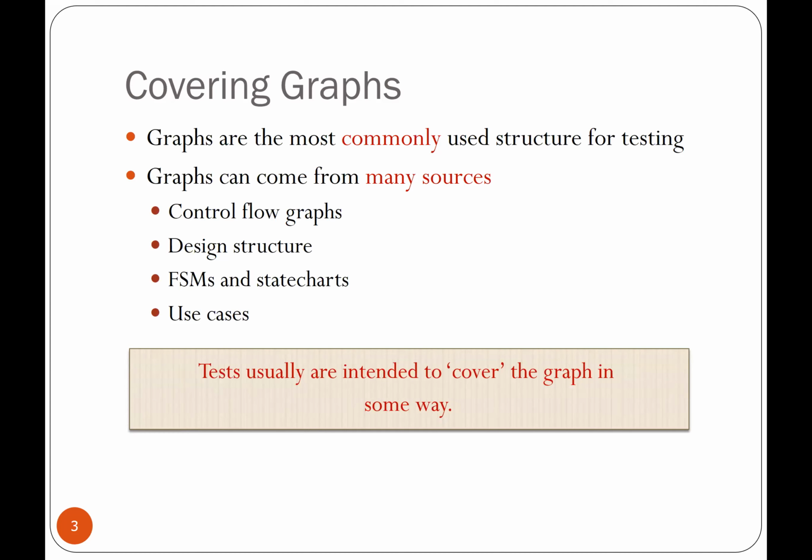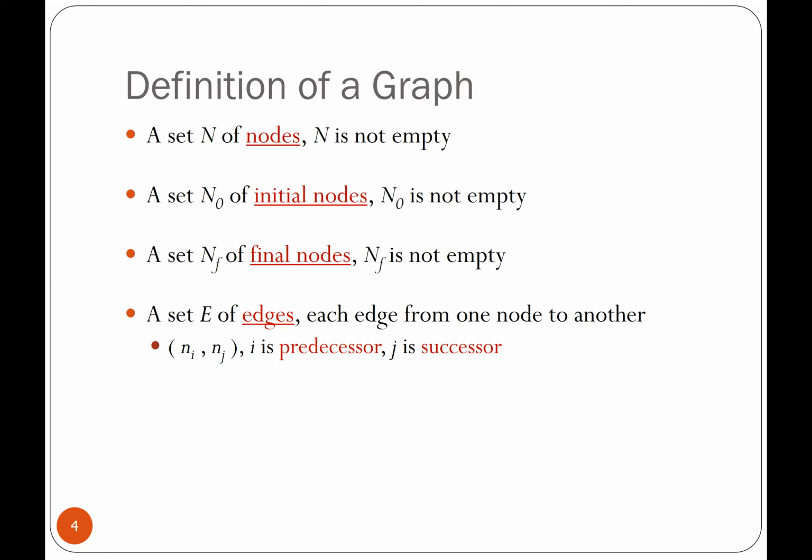All right, so tests are usually intended to cover the graph in some way. Now, very, very important, we're going to begin with a whole bunch of definitions. A set of nodes N, and anything with a capital N means it has a whole bunch of little n's. Capital T has a whole bunch of little t's. In order to have a graph, you cannot have a graph without a node, so N cannot be empty. It has to have an initial node, or it can have one or more initial nodes, but a minimum of one. It can have a set of final nodes, NF, but again, a minimum of one. And I can also have a graph where the initial node is itself the final node. In other words, it's a graph of one node, if I really want to.